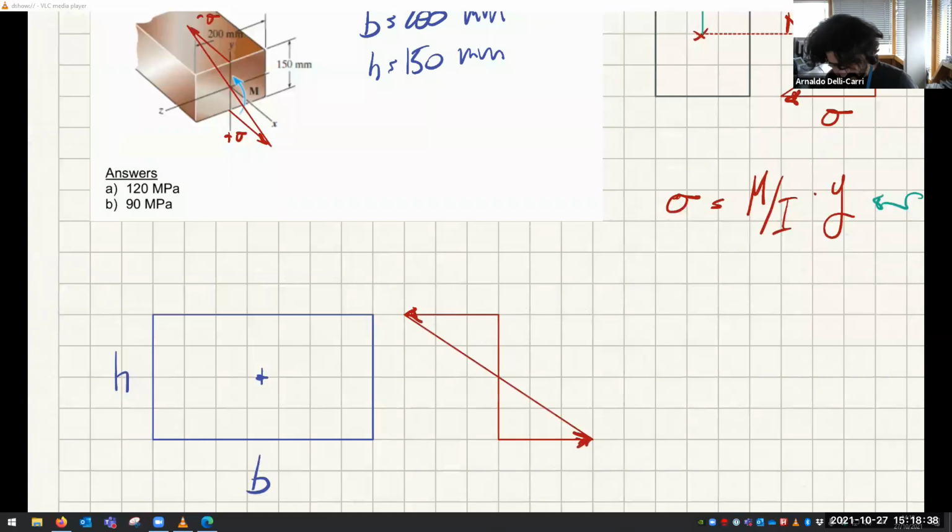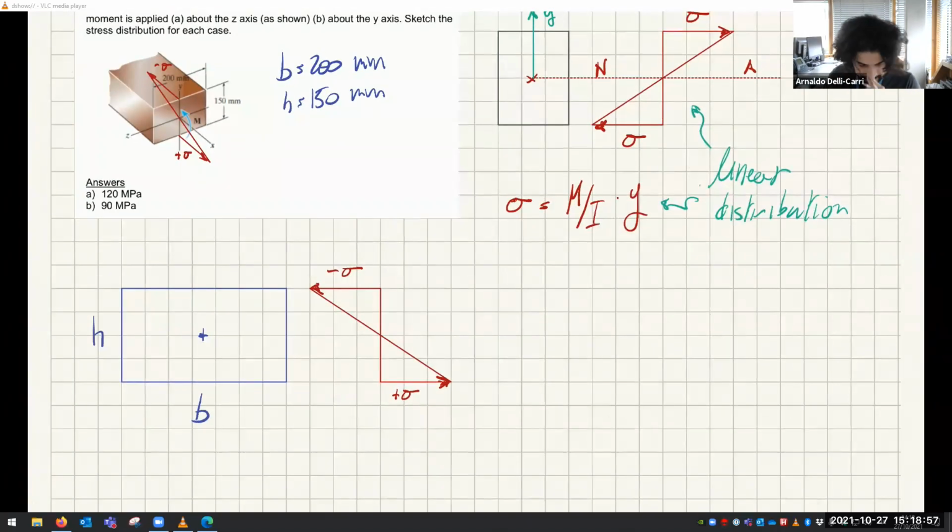How do I know we have the same value? Because these two are similar triangles, because this angle is the same for both. If this distance is the same as this, that means that this arrow is the same as this. So we have negative sigma at the top, positive sigma at the bottom.